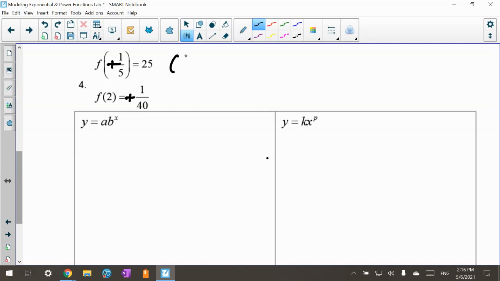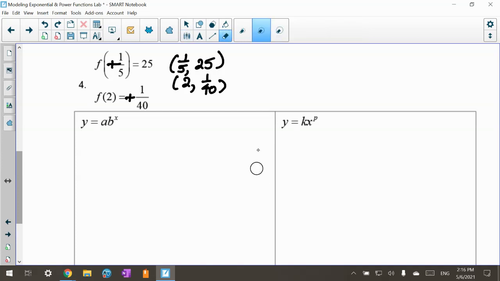So the first point I have is 1/5, 25. And the second point I have is 2, 140. So we're going to go through what we did before. We're going to do the exponential functions, find a function that models those two points, as well as the power functions. So let's get started.